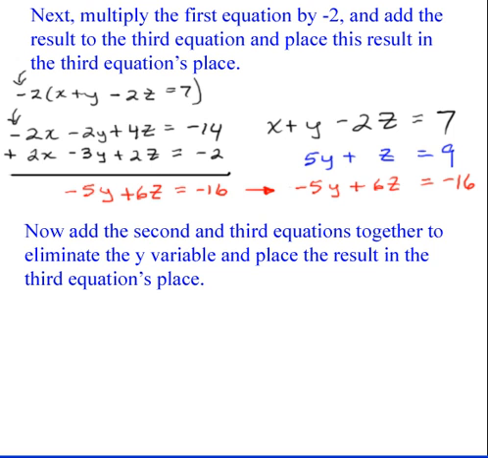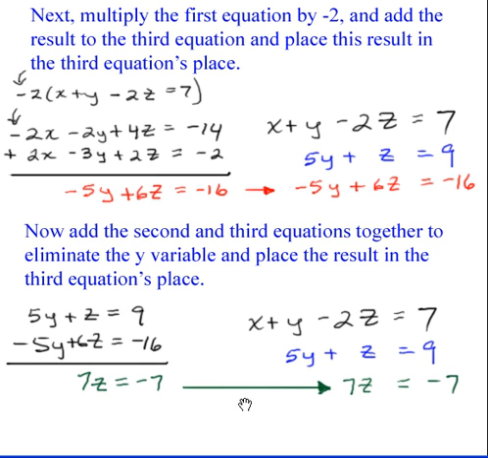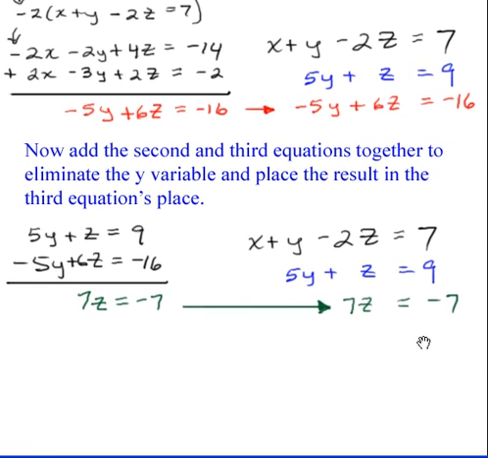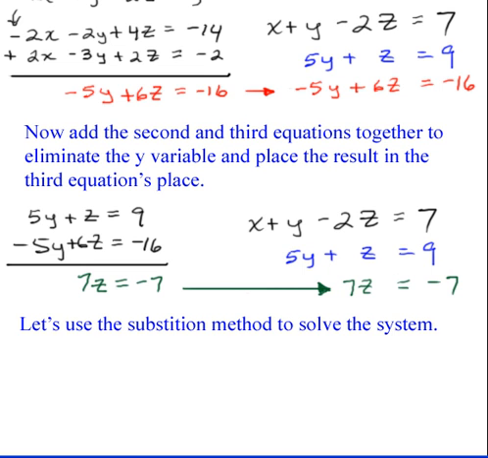We're left with z, which is our goal. So let's add. The y's will drop out and give us 0. z plus 6z is 7z, and then 9 plus -16 is -7. Divide by 7. Well, we don't need to do that at this point yet, but we will. And put that in place of the last equation. So we have that triangular system. First equation has three variables. Second equation has the last two variables. Third equation has the last variable.